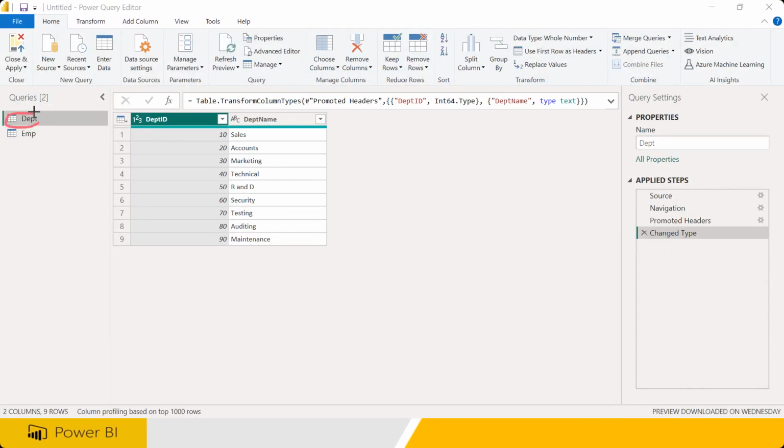So these tables are nothing but queries. According to Power BI, these tables are nothing but queries. How many tables do you have? How many queries do you have? You have two queries or two tables, right?